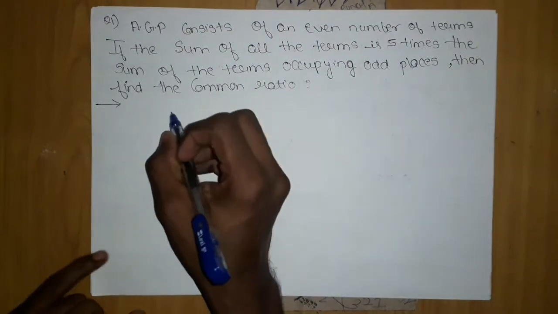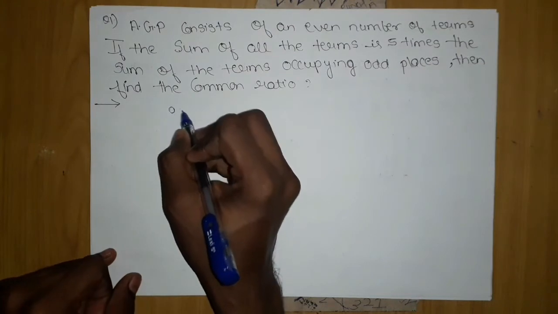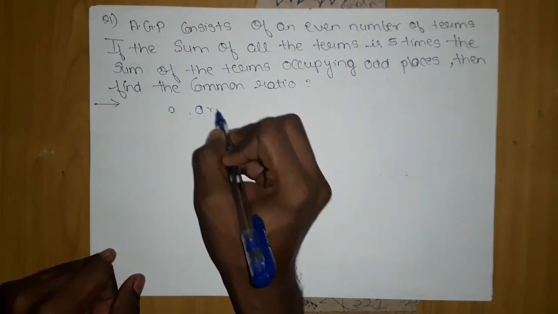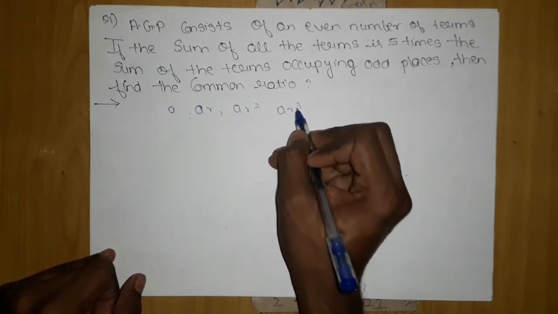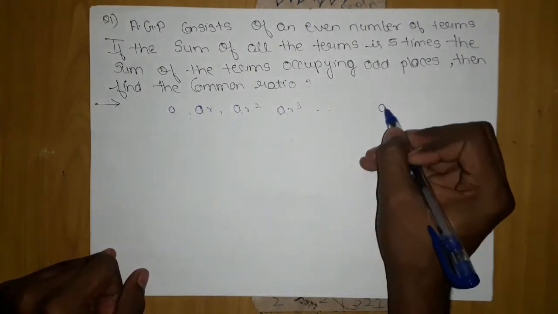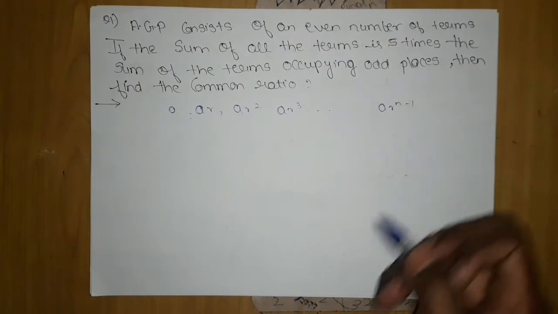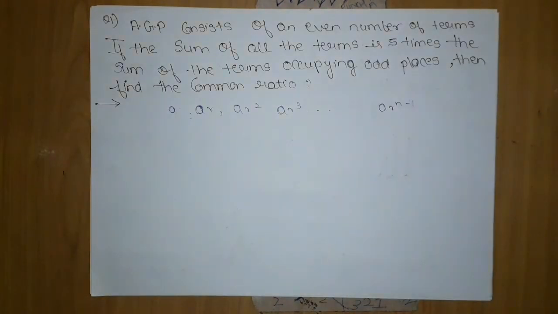So let me take a GP: a, ar, ar square, ar cube, like that. You know the nth term is ar^(n-1). Now, it is the sum of all the terms. The sum is 5 times the sum of the terms occupying odd places.